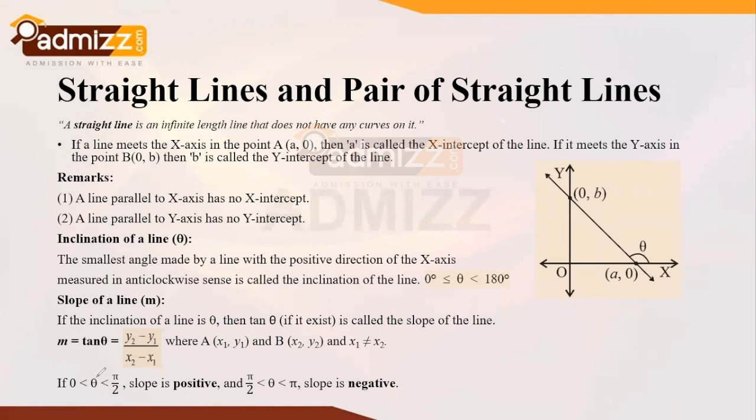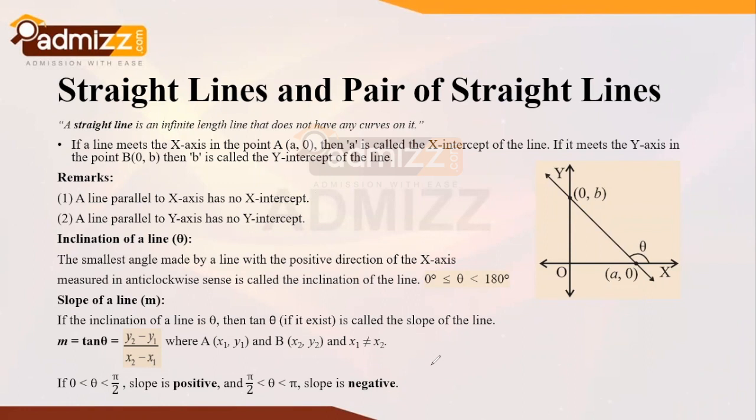It is important to note that if theta is acute, that is, ranging from 0 to pi by 2, the slope will be positive, and if theta is obtuse, then the slope will be negative. So if theta ranges from 0 degrees to 90 degrees, the slope value is positive, and if it ranges from pi by 2 to pi, then it is negative. Make sure 0 < theta < pi by 2 has no equality sign, it is a strict inequality.